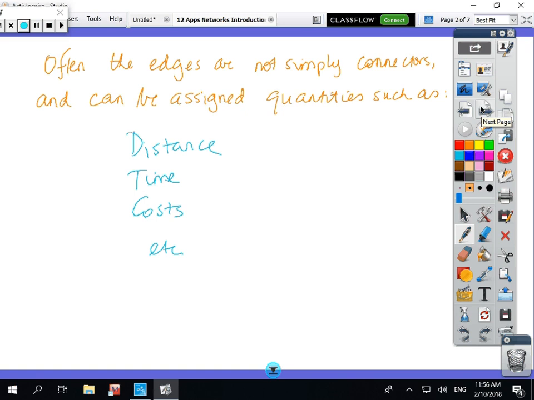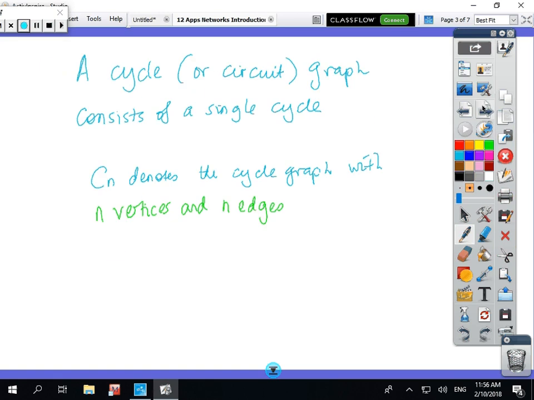Often the edges are not simply connectors, and they can actually represent things. A quantity is something that can be measured. Whenever you see the word quantity, it just means a measurement. So we can measure distance, time, money, or anything that can be measured. Okay, copy that, come across.